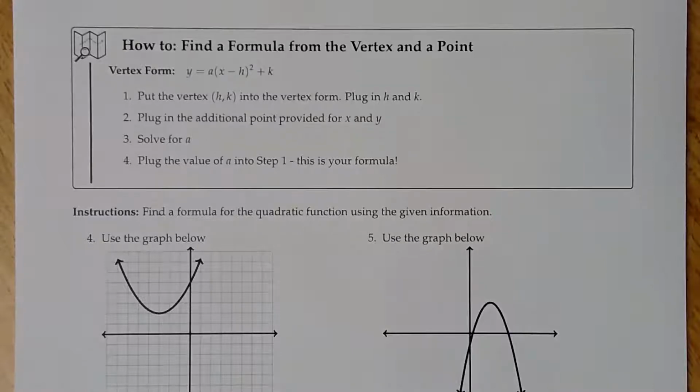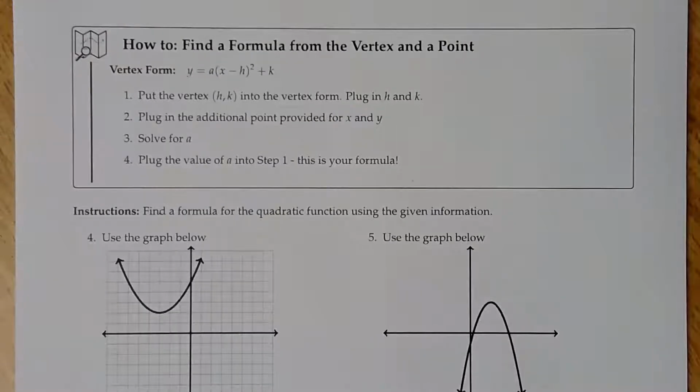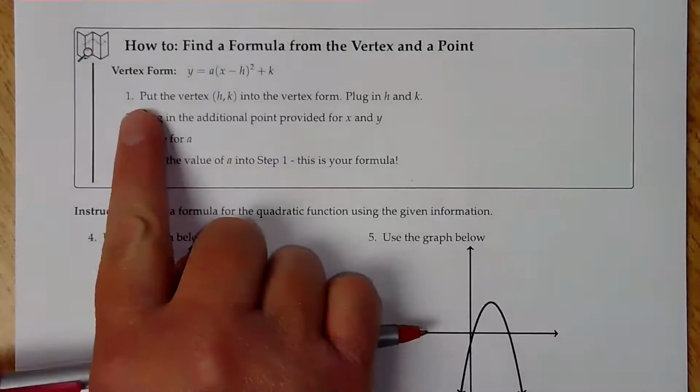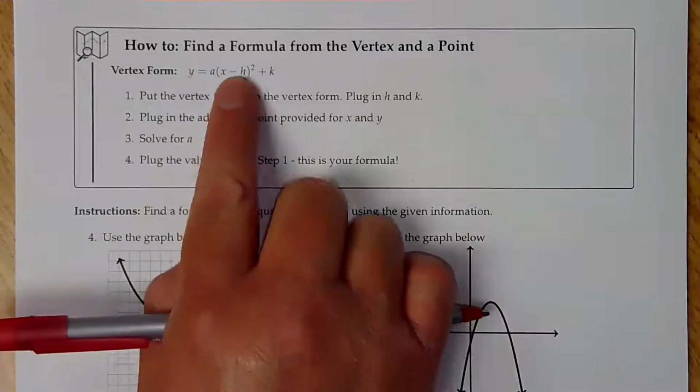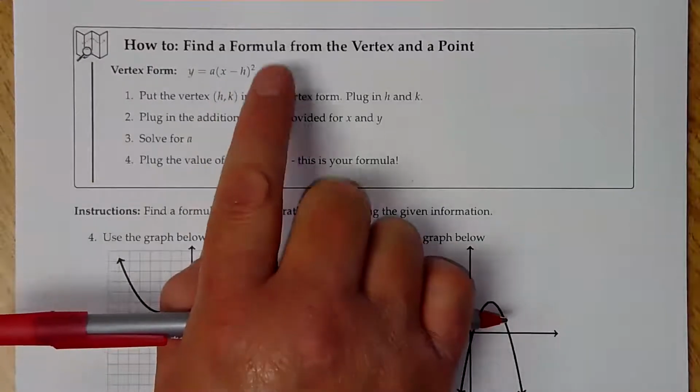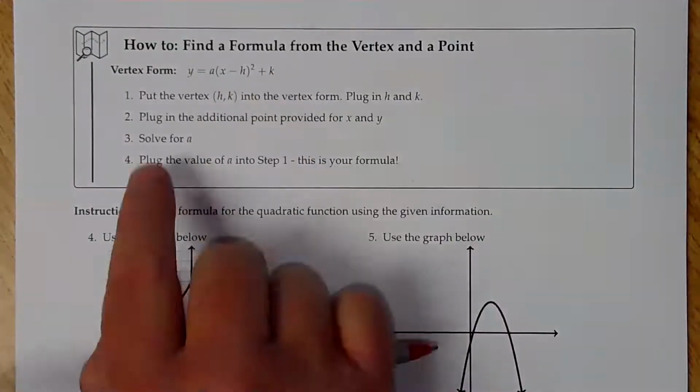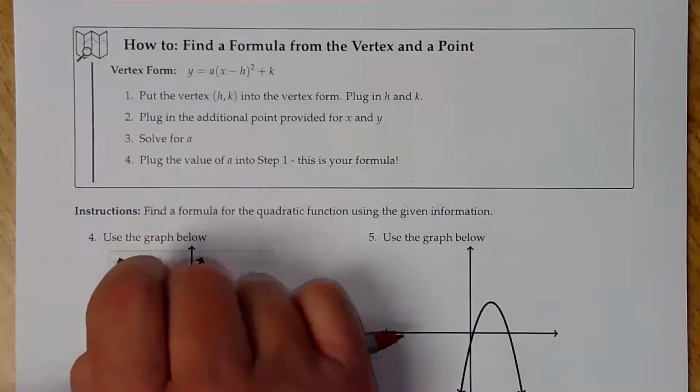Okay, so we'll use that vertex form. y = a(x - h)^2 + k. And these steps are going to be really similar to the steps that we used for the zeros and a point. The only difference is the first step. So that very first step is you're going to take the coordinates of your vertex and plug your h and your k into this vertex form. After that, these instructions are going to be the same as they were before.